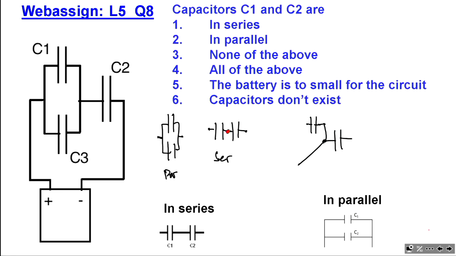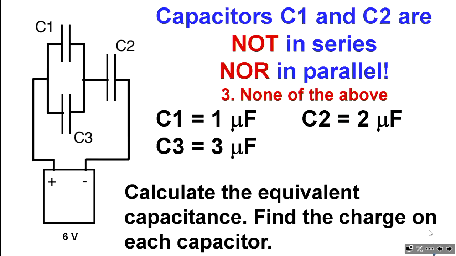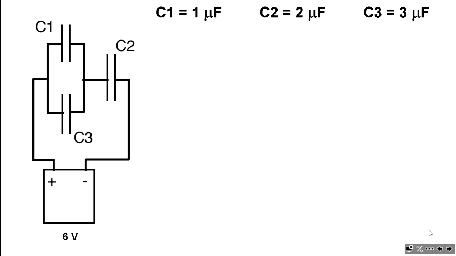But if we had an extra wire, that's it. Electrons may have an extra path. And that breaks the definition of being in series. So the answer is neither. But what do we do about this situation if we want to calculate the equivalent capacitance of a capacitor which would replace all three? Well, we have to break it into smaller parts.